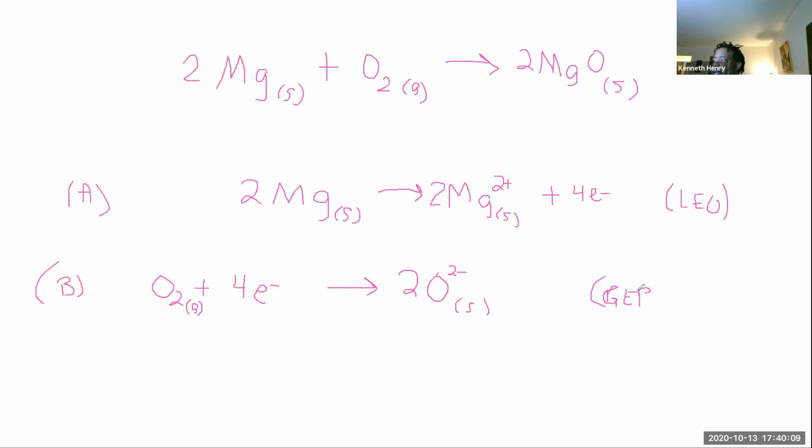And how did you determine that? Because one is gaining electrons. Yep, this guy is gaining electrons. So that's gain of electrons, reduction. And the other guy is losing electrons. So again, not brain surgery. Good, good, good.